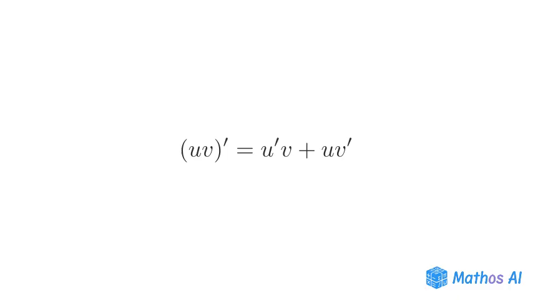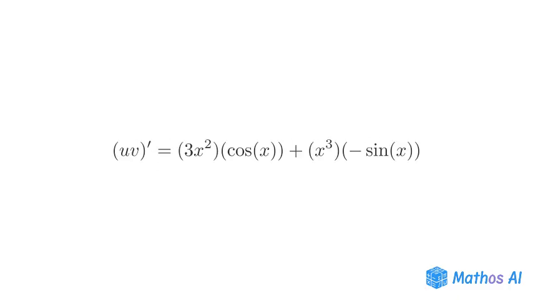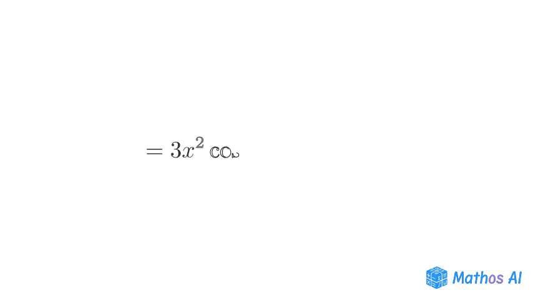With our ingredients ready, we plug them into the product rule formula, u prime v plus u v prime. This gives us 3x squared cosine of x minus x cubed sine of x.